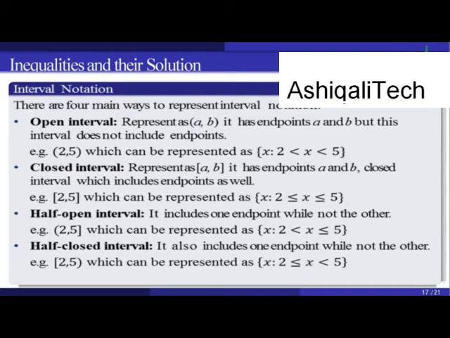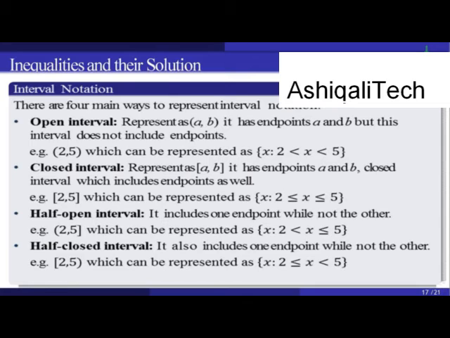Second type is closed interval. So we represent it with brackets a to b, and it has endpoints a and b, and closed interval means it includes the endpoints as well. For example, if we write the closed interval 2 to 5, it is represented as x such that x is greater than or equal to 2 and x is less than or equal to 5. So the closed interval 2 to 5 contains all the points between 2 and 5, and it also contains the endpoints which are 2 and 5.